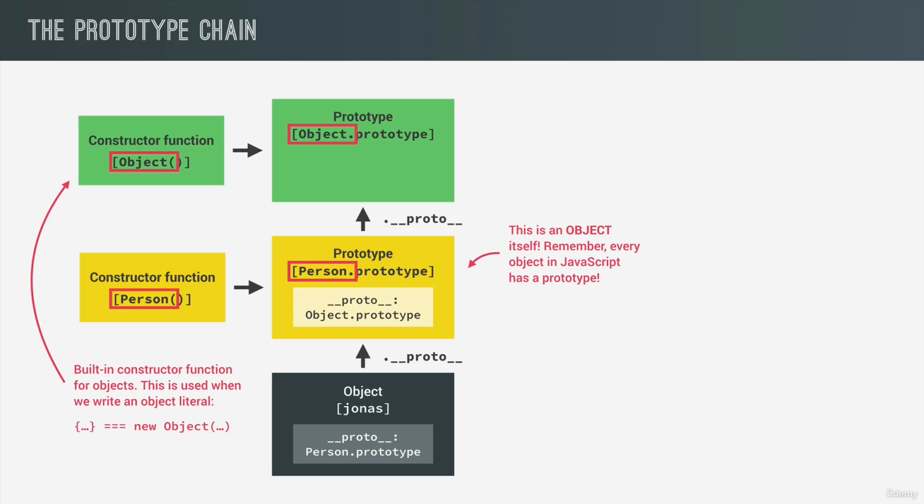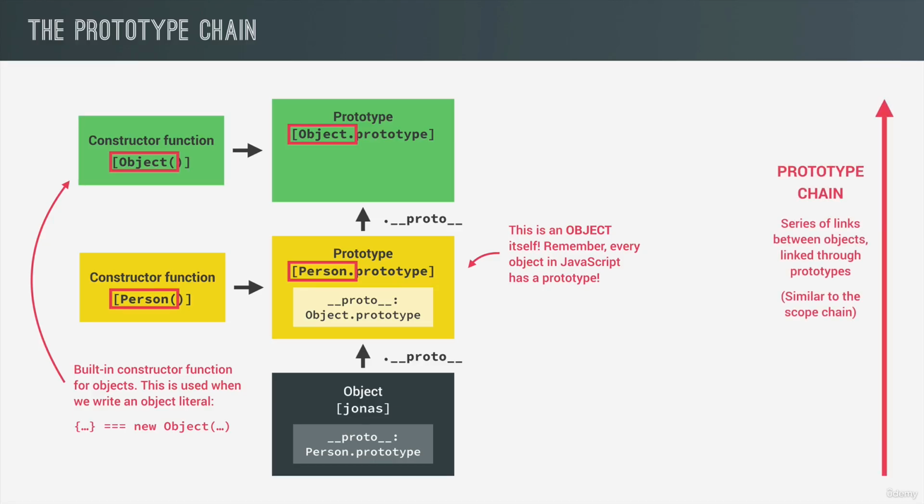Alright? Now this entire series of links between the objects is what is called the prototype chain. And Object.prototype is usually the top of the prototype chain, which means that its prototype is null. So its __proto__ property will simply point to null, which then marks the end of the prototype chain.